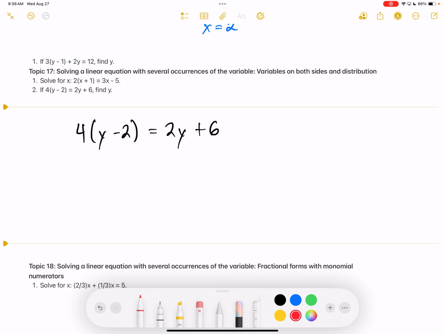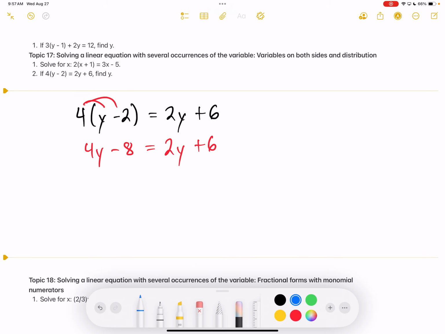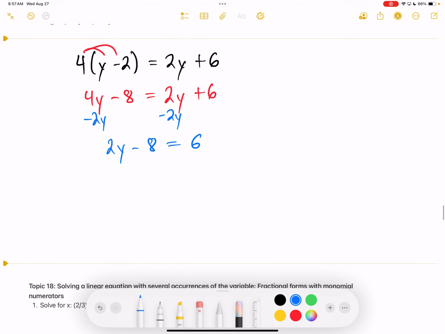All right, so on this one, again, we need to simplify on the left-hand side, so I get 4y minus 8 when I distribute. Now I have y's on both sides, so I want to get my y's together. So I'm going to subtract 2y from both sides. And then start working on getting the y by itself. So I add 8 to both sides. And then I'm going to divide by 2 to get y completely by itself. Y equals 7.